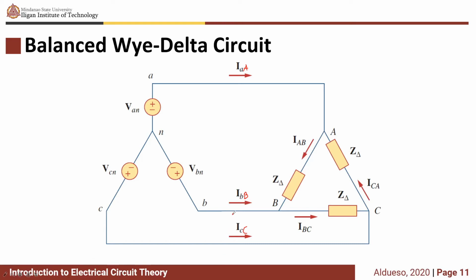The next topic, we have a balanced Wye-Delta circuit. We have a balanced Y source, a balanced delta load. If you look at this figure, we have new variables. We have IAB, IBC, and ICA. So IAB, IBC, and ICA are what we call the phase currents of the delta load.